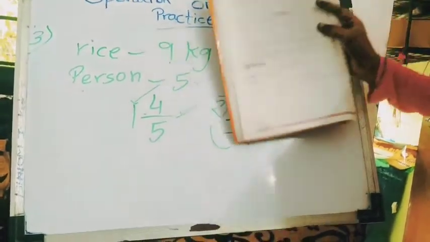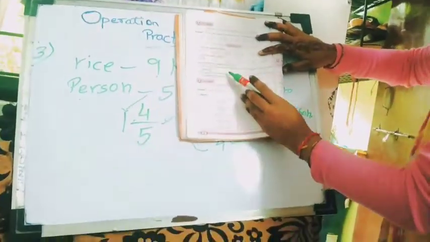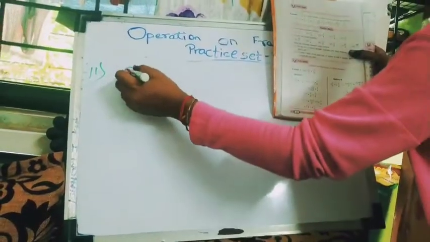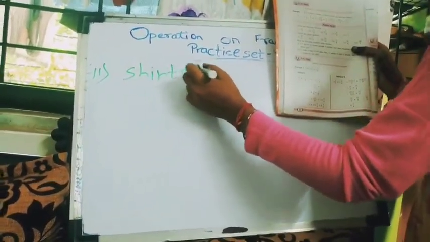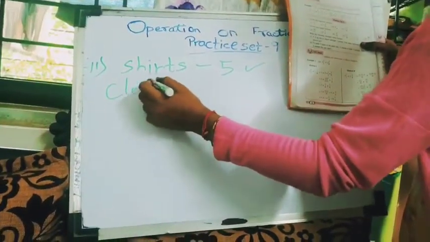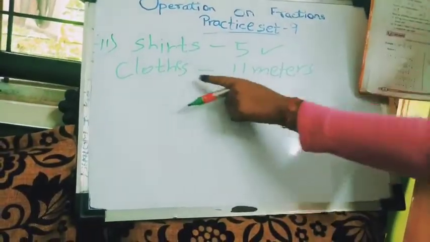As usual, question number 4, let us see. To make 5 shirts of the same size, 11 meters of cloth is needed. How much cloth is needed for one shirt? It means 11 meters of cloth is needed for 5 shirts. Then how many meters does one shirt take? How many shirts? 5. Length of cloth is 11 meters.